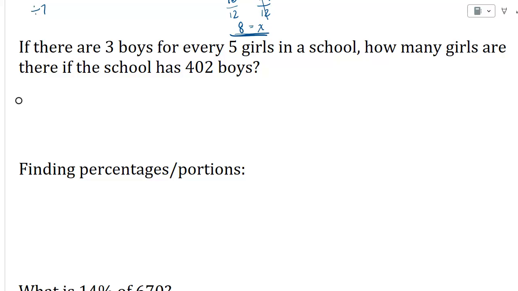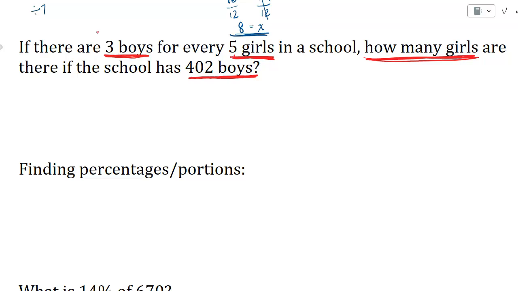So what do we know about the situation, or what do we know about the ratio? Okay, well, the ratio is there are 3 boys for every 5 girls. So that can be expanded out into larger and larger amounts. So for every group of 3 boys, there's a group of 5 girls. How many girls are there? That's the question. It's important to know what we're looking for too. How many girls are there if the school has 402 boys? Okay, so these are the important pieces of information.